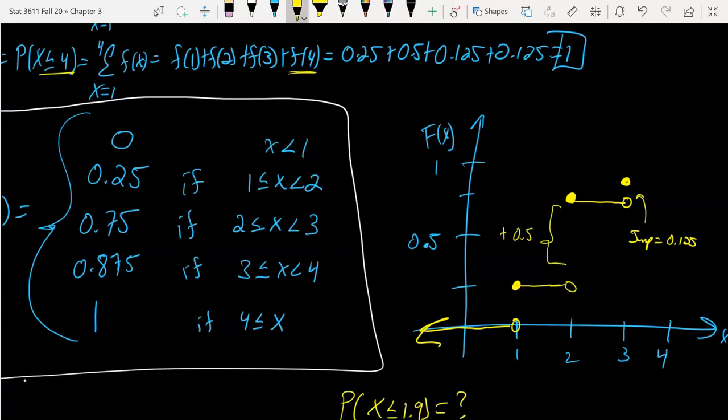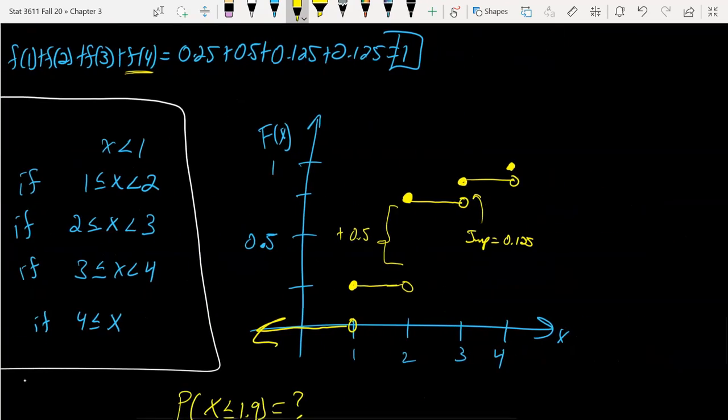And then the last jump happens at 4, and we jump to 1. And it looks like this. And there's another jump of 0.125 there as well. That is our CDF graph. It'll look like that. You get these step functions. Okay? Step functions, all right?